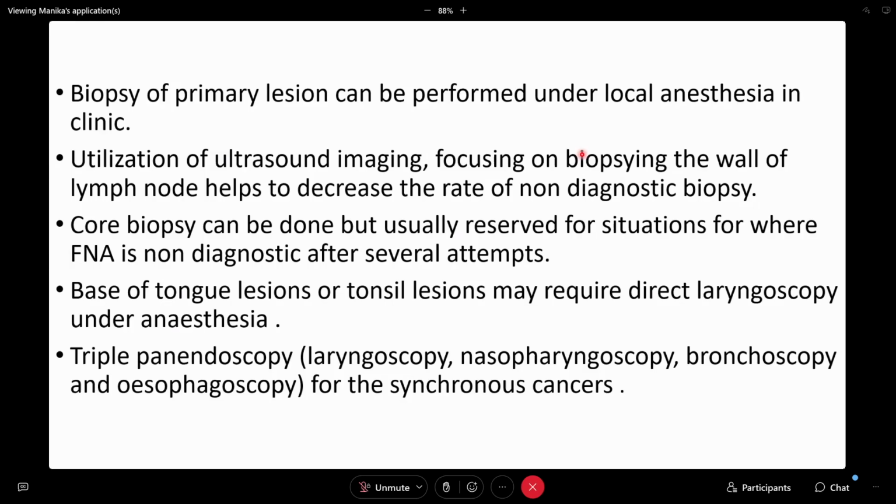Sir, if there is an extension and in stage 3 and stage 4 tumors for the tonsil part, the management is different. We are going to have the TORS. What is TORS? I told you not to use short forms, Manika. Yes, sir, so transoral robotic surgery for a stage 3, stage 4 tumor. It's not for the stage 3 and stage 4.